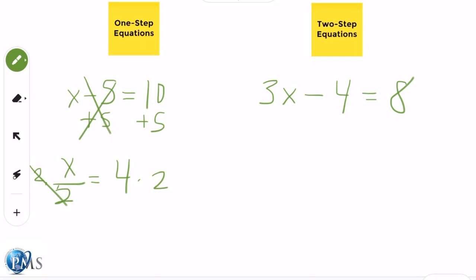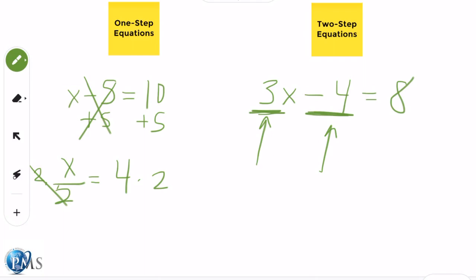All right, so you have to get rid of the 3, and you have to get rid of the negative 4. Remember, our goal is to get the x all by itself. So in order to get the x by itself, that means we have to get rid of the 3, and we have to get rid of the negative 4. The question is, which one do we do first, which one do we do second? And you have to actually do it in the right order, or you're going to make a mistake.